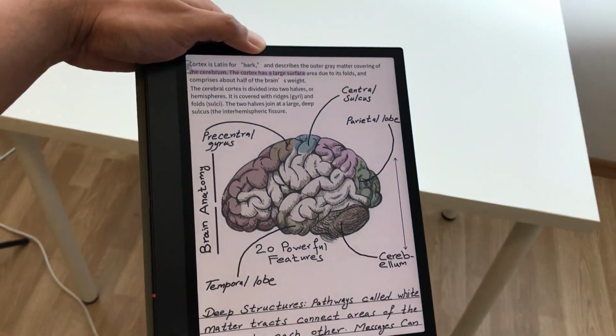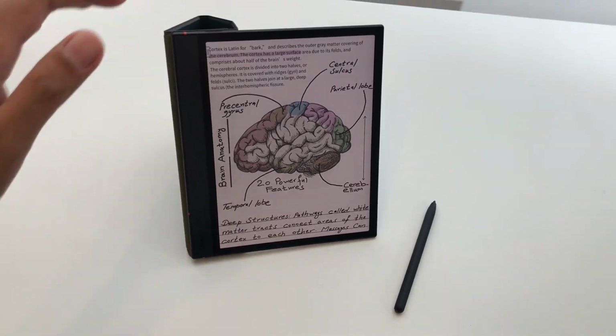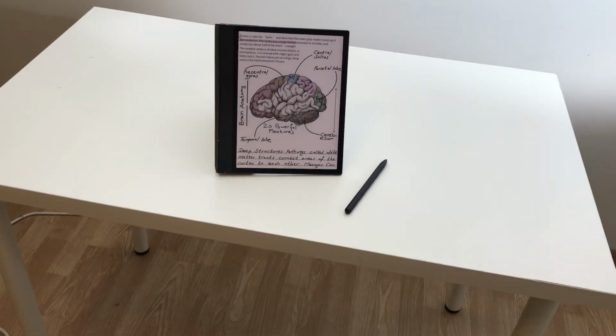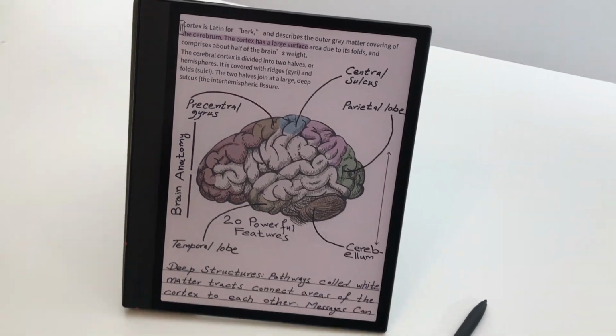In today's video, I'm going to show you 20 powerful features for Boox Note Air 4C. It's a 10.3-inch color e-ink tablet with Kaleido 3 technology.